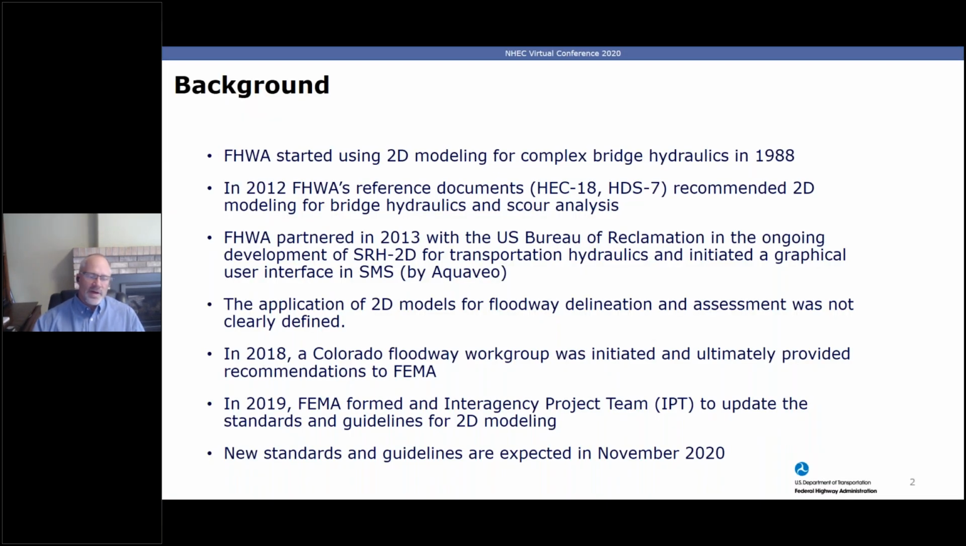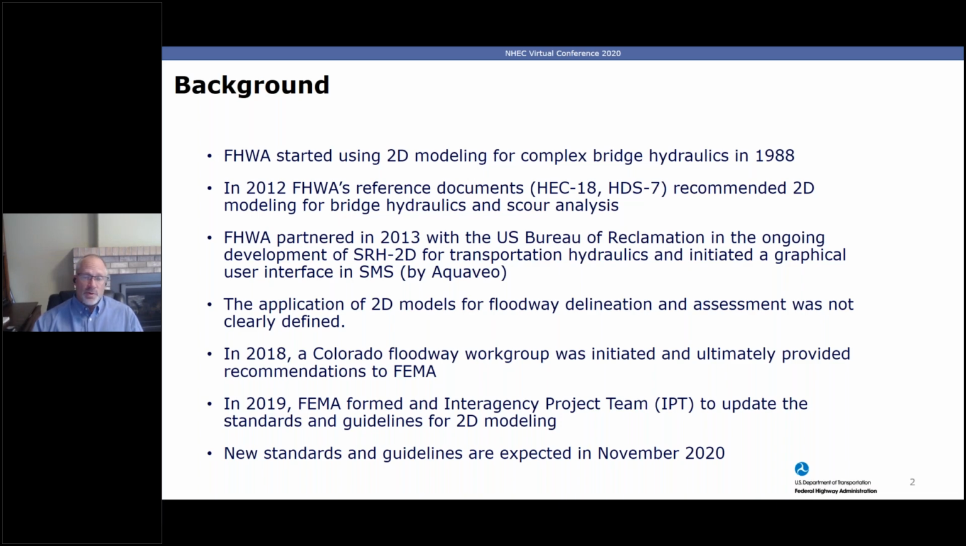First of all, Federal Highway Administration, or FHWA, started using 2D modeling way back as far as 1988, as far as I can find. And so we've long recognized the benefits of using 2D hydraulic modeling for detailed bridge hydraulics. Back then, it took a tremendous amount of effort to put together and run a 2D model. So it was not widely used. But a lot has changed since 1988.